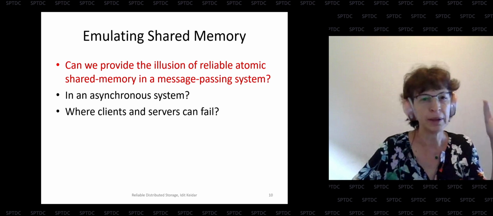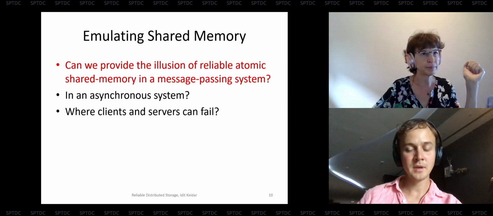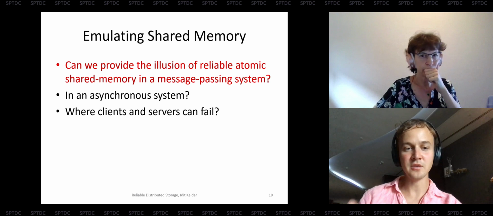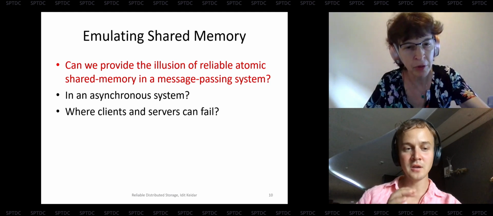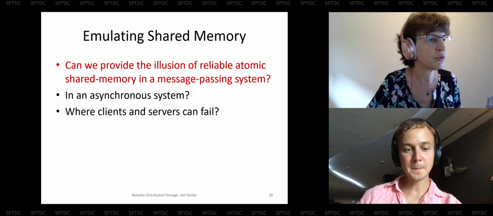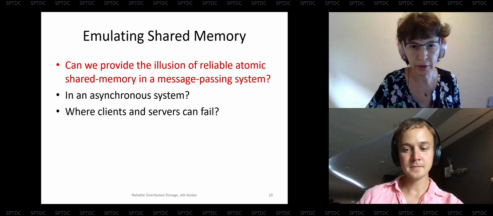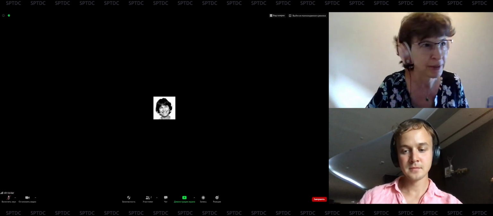Idit? Yes. Just to clarify, currently we see the slide with the emulating shared memory title with no drawings. So just to synchronize, we have a problem here. We do currently see the slide. Okay, so that's not what I'm seeing. Okay. Sorry for the technical problems. Let me try this again. Now you don't see anything, right?